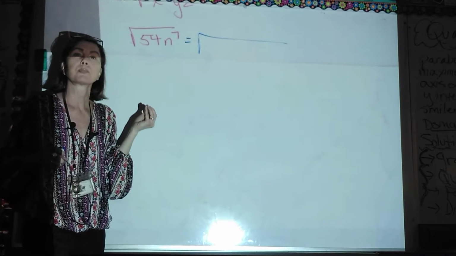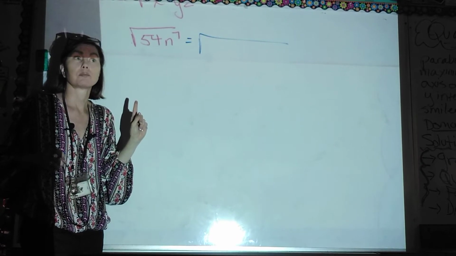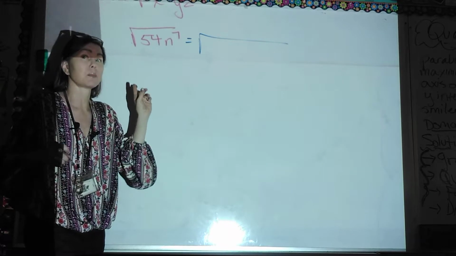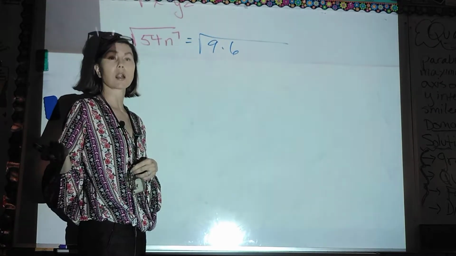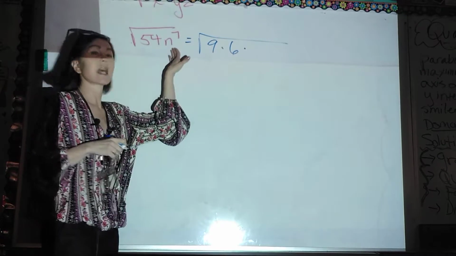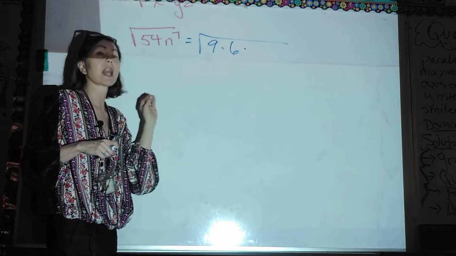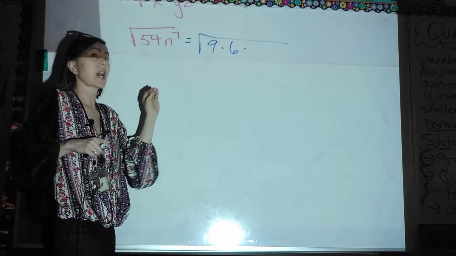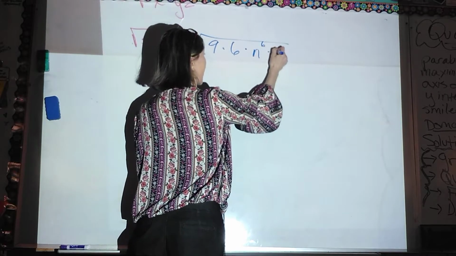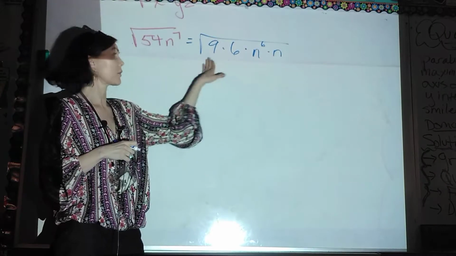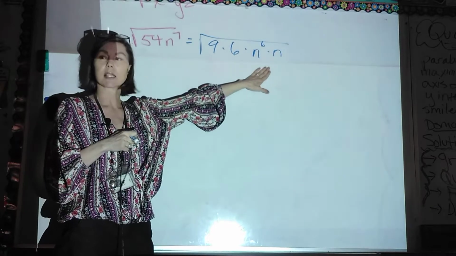What times what gives me 54, but one of those numbers has to be a perfect square? 9 times 6. So, everyone write 9 times 6. Isn't 9 a perfect square? Yes. Now, is n to the 7th power a perfect square? No. What times what gives me n to the 7th power? And we have to use the highest even exponent with it. N to the 6th power times n. Do you see what I've done? So I took care of the number first. That's why I said draw the roof. Okay? And then n to the 6th times n.